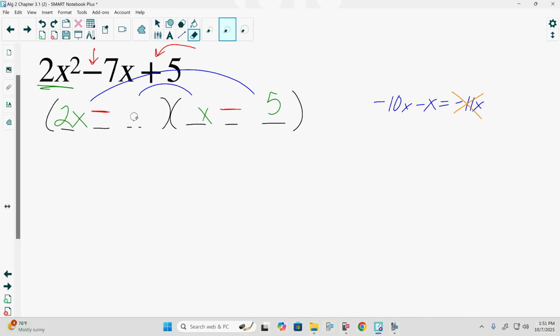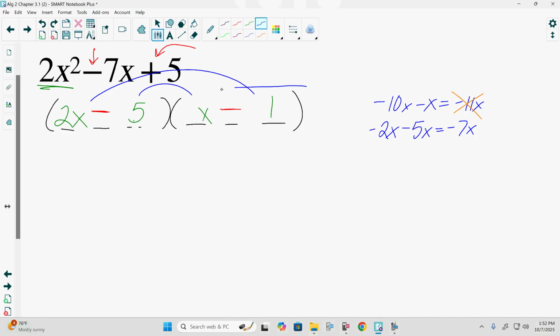So what we can do is switch the 1 and 5. And we can check again. 2x times negative 1 is negative 2x. Negative 5 times x is negative 5x. Negative 2x minus 5x is negative 7x. Is that the middle term we wanted? That's it.